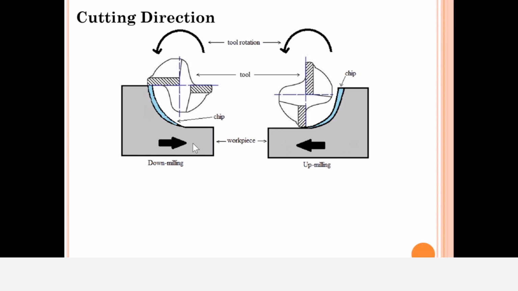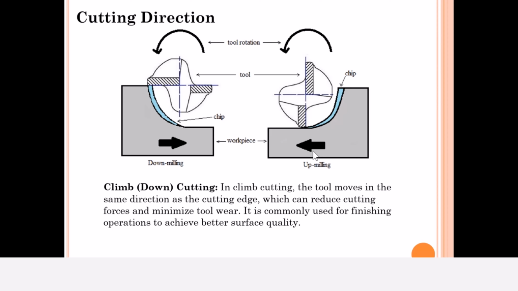So we call that down milling, and we can call that up milling. So this is the clamp or down cutting. You're going to see that we are here. This is the down milling. We're going to start from the maximum chip thickness, and then we're going to reach the minimum chip thickness. So we start from here with the maximum cutting force, and then we reach the minimum cutting force, or minimum chip thickness.